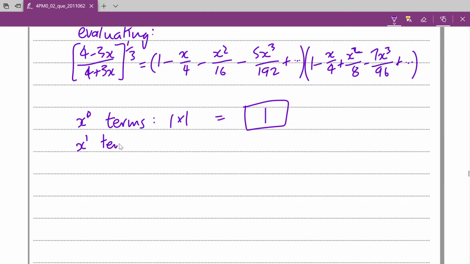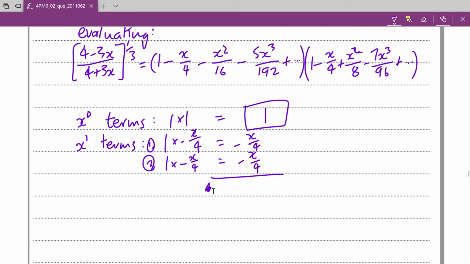X to the 1 terms: this is going to include the 1 from this expression times the x to the 1 term from this expression. So 1 times minus x over 4 is equal to minus x over 4. And then secondly, the 1 from this bracket multiplied by the minus x over 4 from this bracket. So you get 1 times minus x over 4, which is equal to minus x over 4 again. You add them up, and you'll get that the x to the 1 term simplifies to minus x over 2.